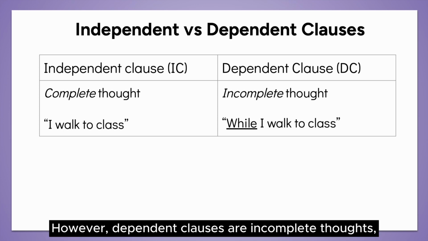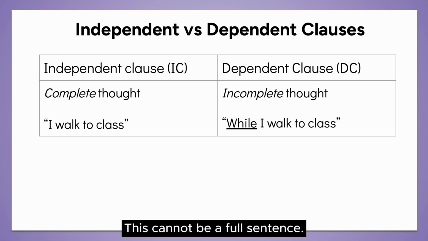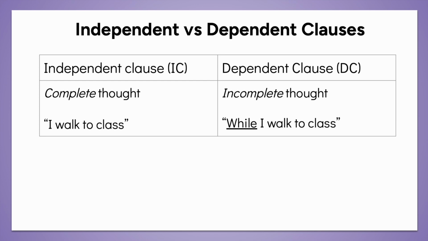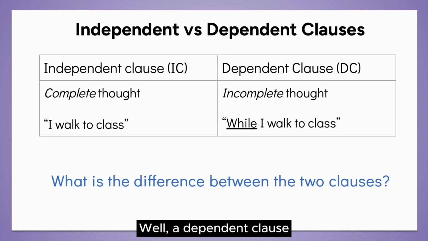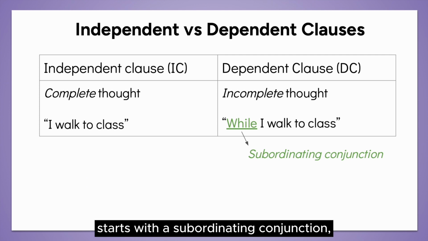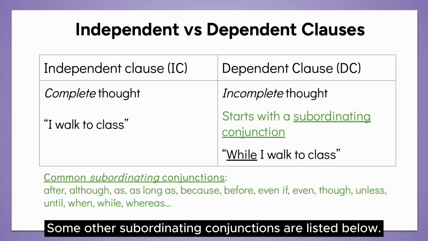However, dependent clauses are incomplete thoughts. For example, "while I walked to class." This cannot be a full sentence. What is the difference between the 2 clauses? Well, a dependent clause starts with a subordinating conjunction, and this makes it dependent. Some other subordinating conjunctions are listed below.